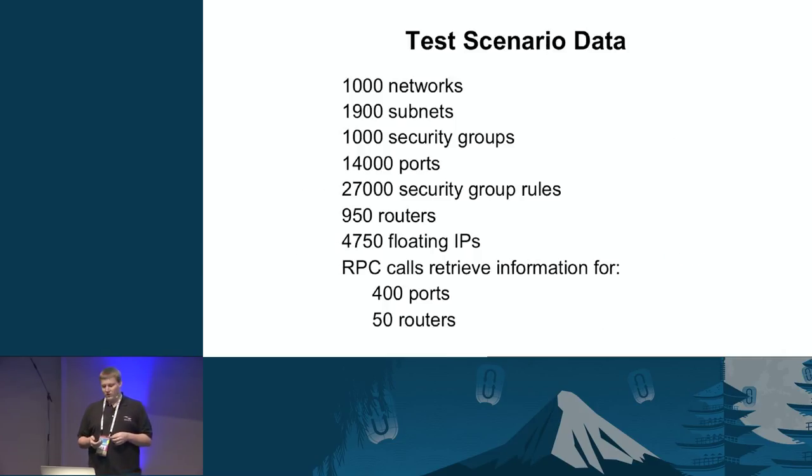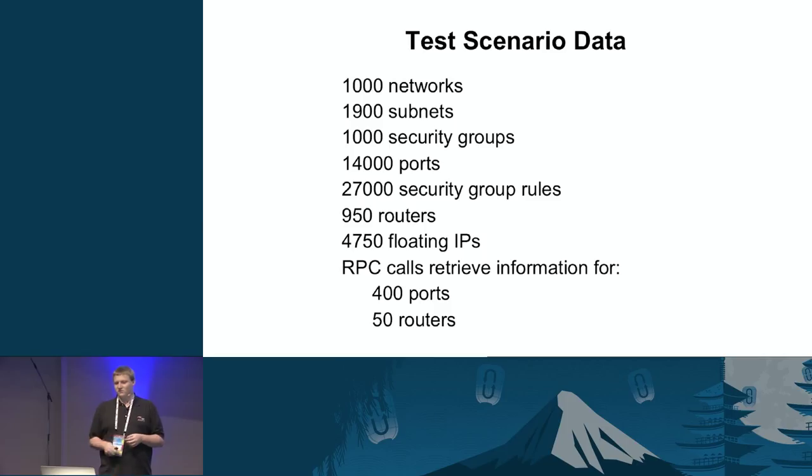So for the test scenario data, because we noticed some of the issues that we have weren't starting to show up until we'd have a lot of scale, I created a whole bunch of stuff in the DB to begin with. So 1,000 networks, almost 2,000 subnets, 1,000 security groups, 14,000 ports, 27,000 security group rules. A lot of these numbers weren't too specific. I just wanted to create big numbers and stopped when I got bored waiting for it.